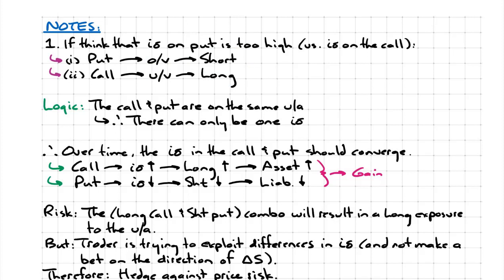So the logic here is that the call and the put are in the same underlying asset. So there can only be one implied volatility because it's the same underlying asset. And that's why I refer to these as a phenomenon, right? Because you have the same asset. It should be the same implied volatility. So why is it that these options, which are written on that same asset, are pricing in different volatility?